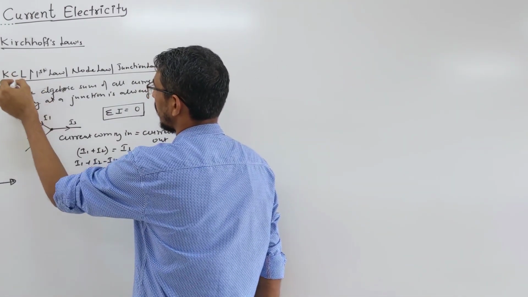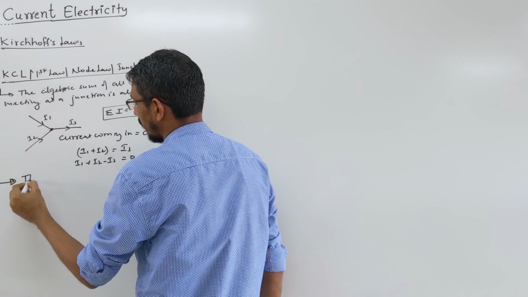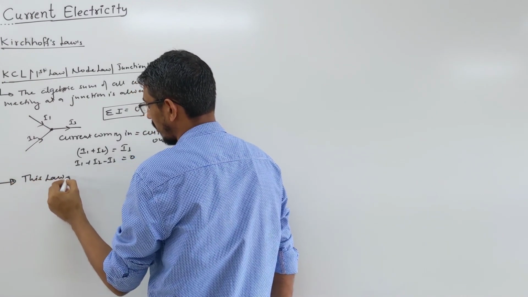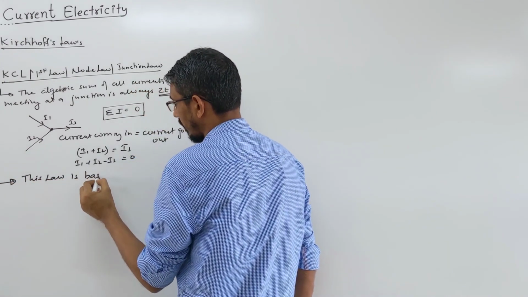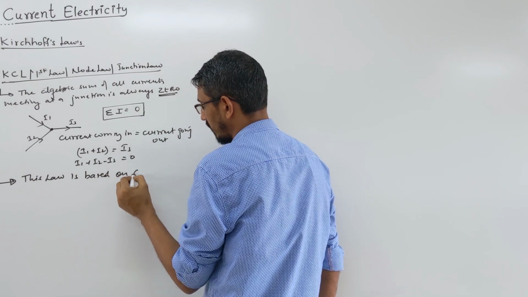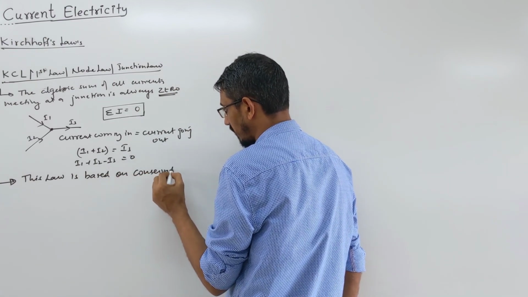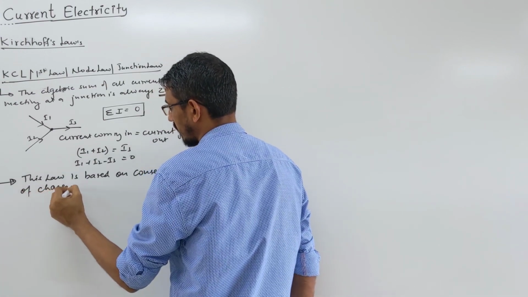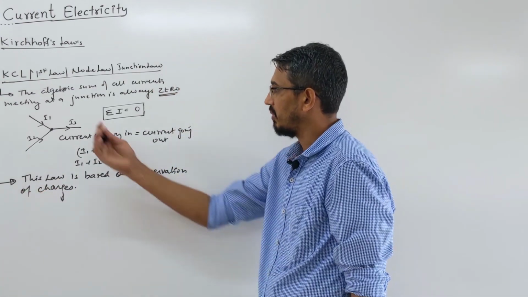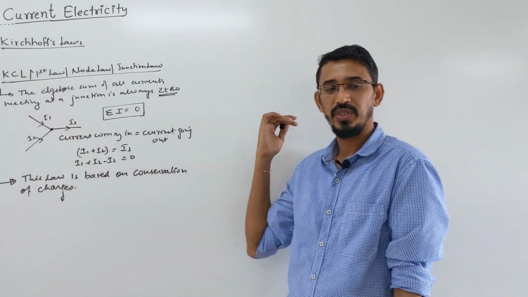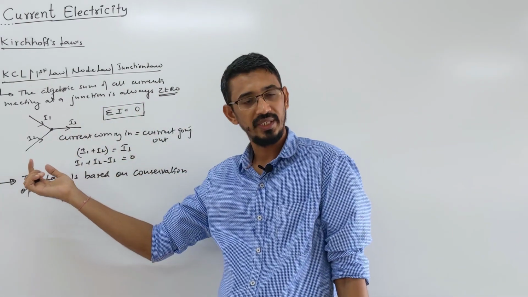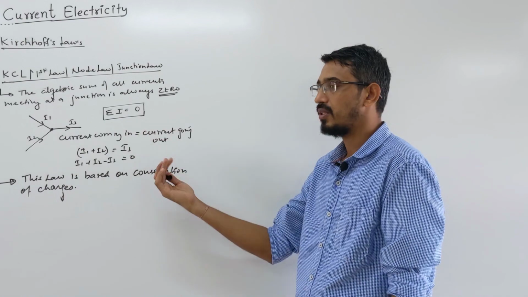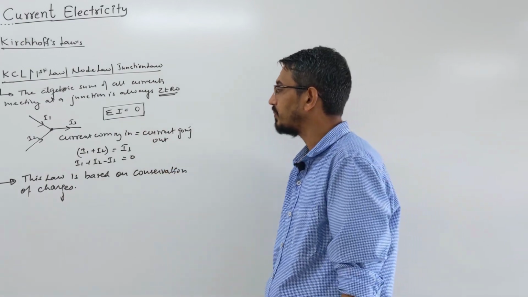Kirchhoff's first law, KCL, is based on conservation of charge. Whatever charge comes in should leave from the junction, because we cannot store charge at that point. So charge coming in is charge going out. Same thing.